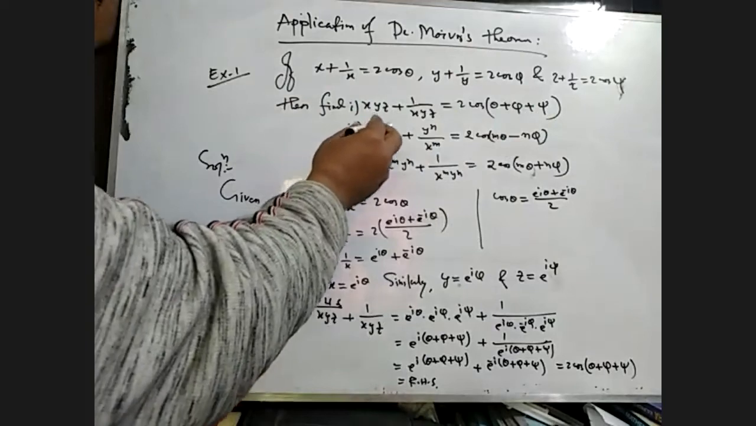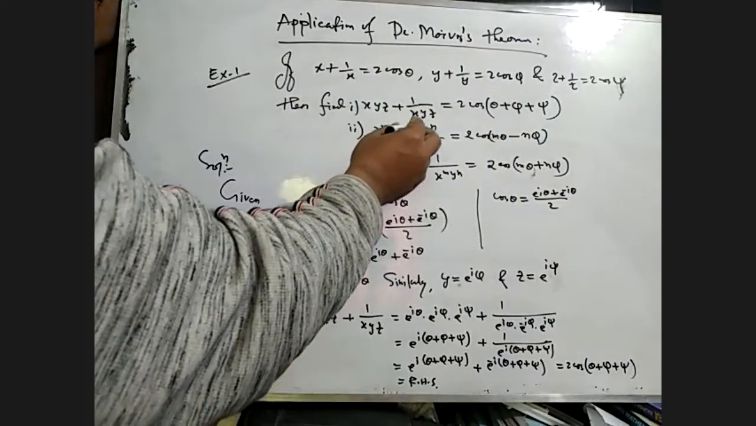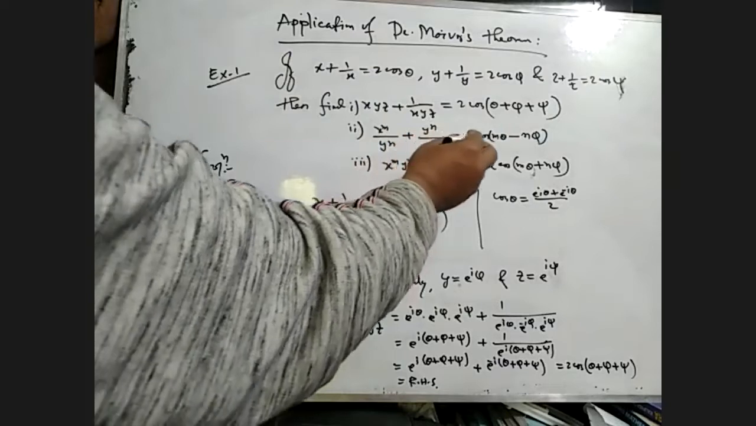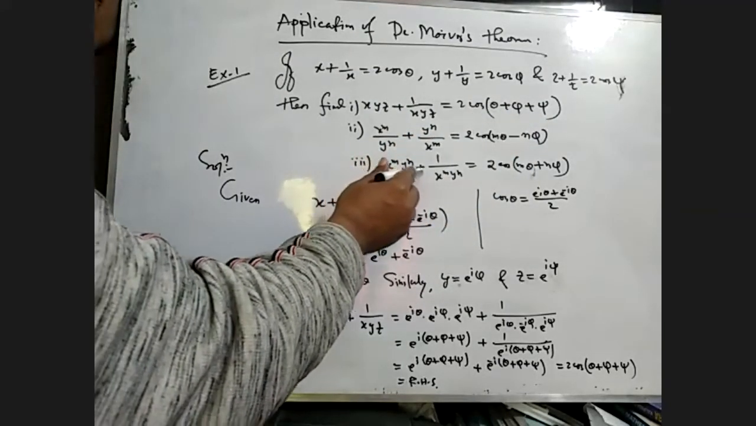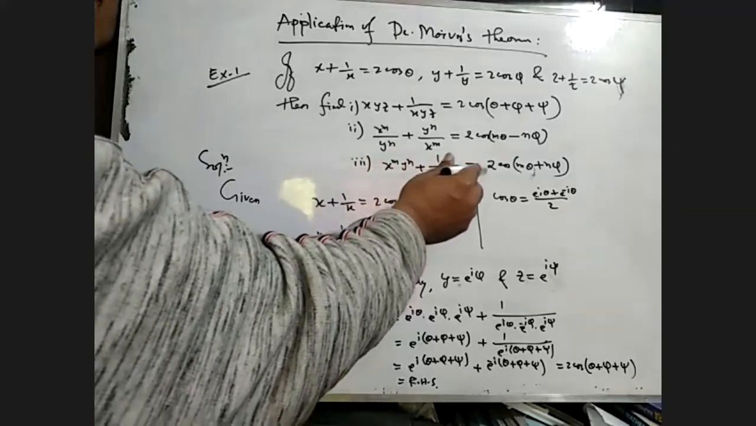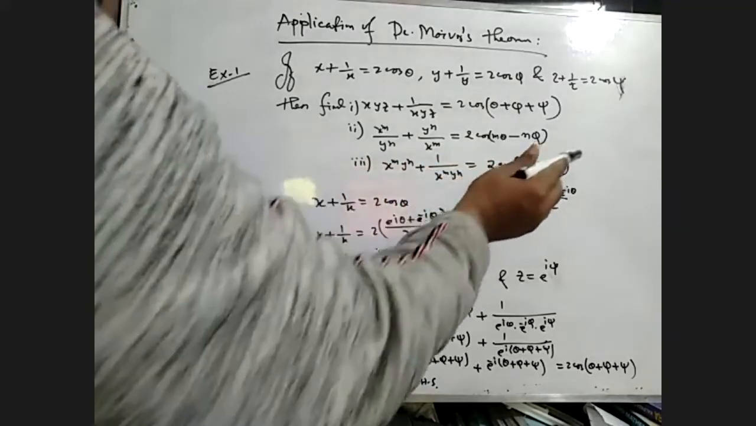Number 2: x to the power m y to the power n plus y to the power n divided by x to the power m equals 2 cos of m theta minus n phi. And x to the power m y to the power n plus 1 by x to the power m y to the power n will be twice cos of m theta plus n phi.